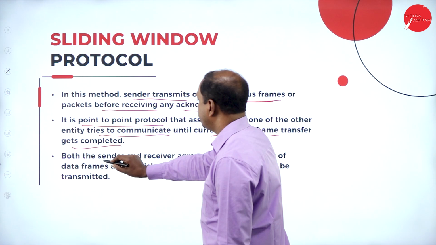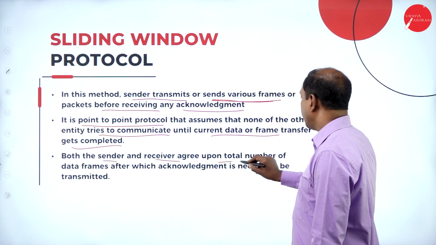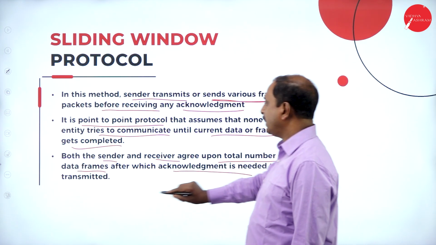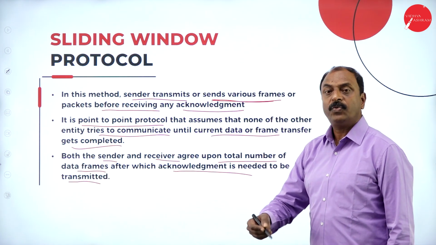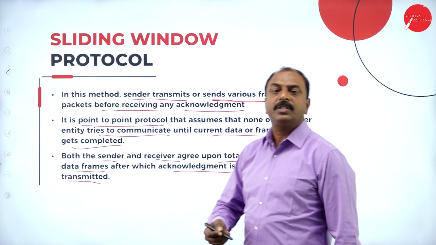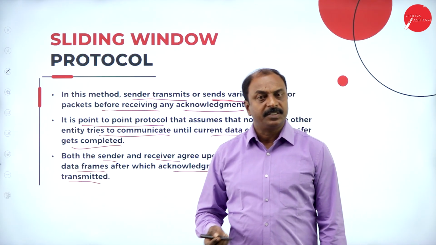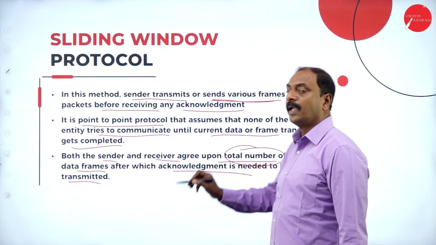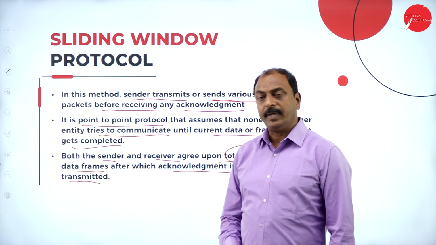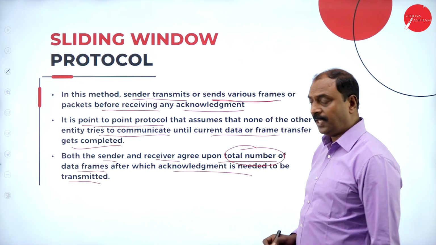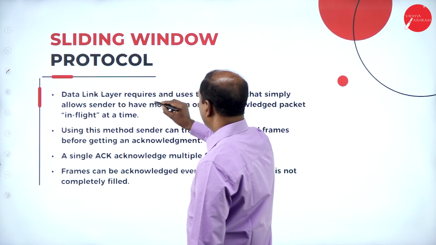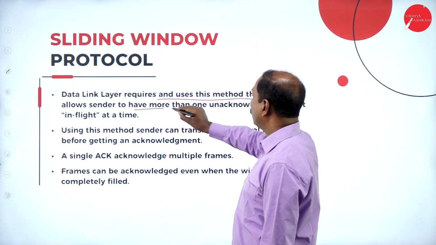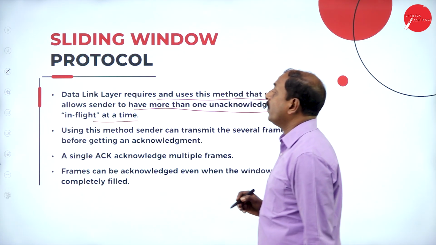Here, both sender and receiver agree upon a total number of data frames after which acknowledgement needs to be transmitted. Before sending data from the sender to the receiver end, the sender and the receiver come to an agreement about the total number of frames that can be transmitted without acknowledgement. This is point number 3. Next, the data link layer requires and uses this method, which simply allows the sender to have more than one unacknowledged packet in flight at a time.